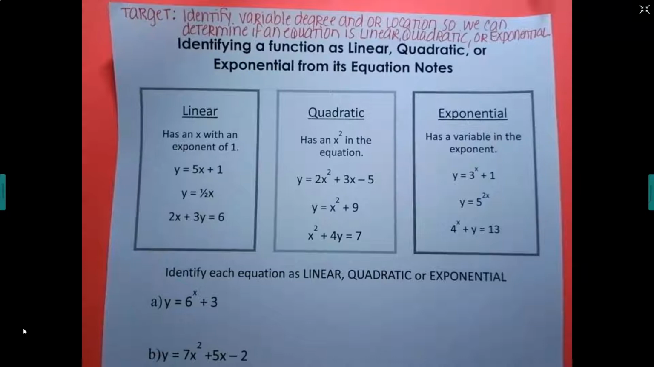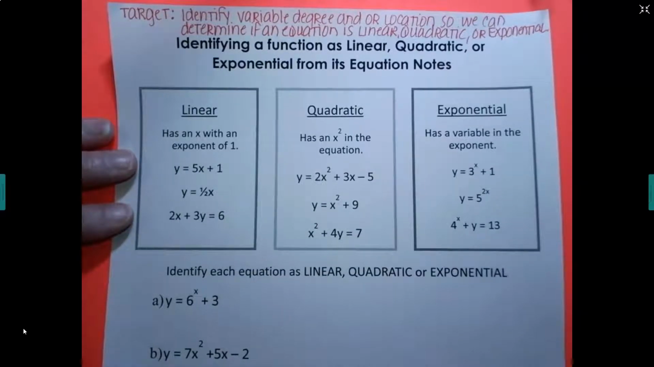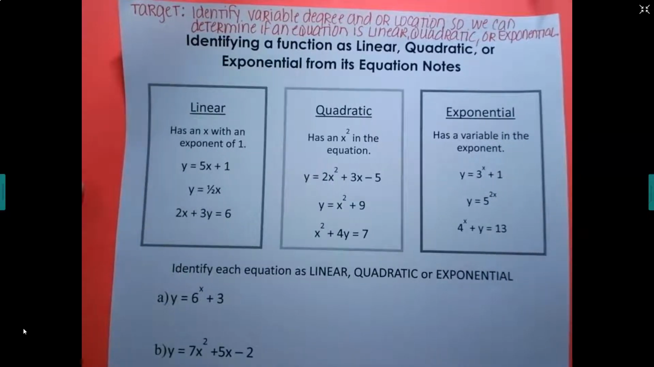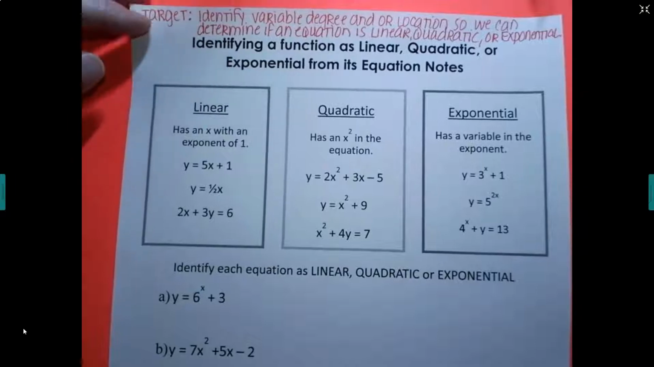Today's learning target is identify a variable degree and or its location so we can determine if an equation is linear, quadratic, or exponential. So if you remember, when we talked about a degree, it was talking about the number of the highest exponent attached to a variable. So we're going to be looking at the numbers attached to our variables, or sometimes it matters where the variable is located. And so that's what we're going to be going over today. And that tells us whether the equation we're interested in is linear, quadratic, or exponential.